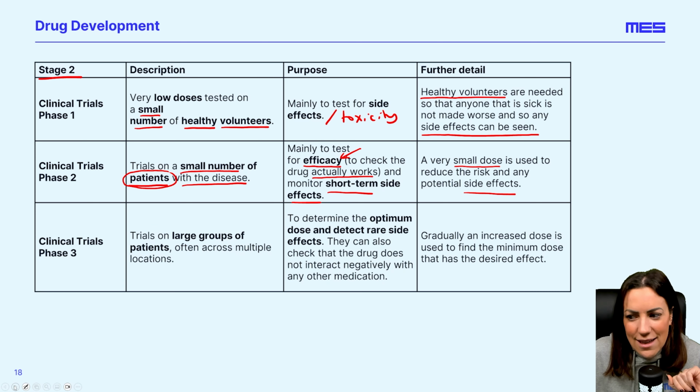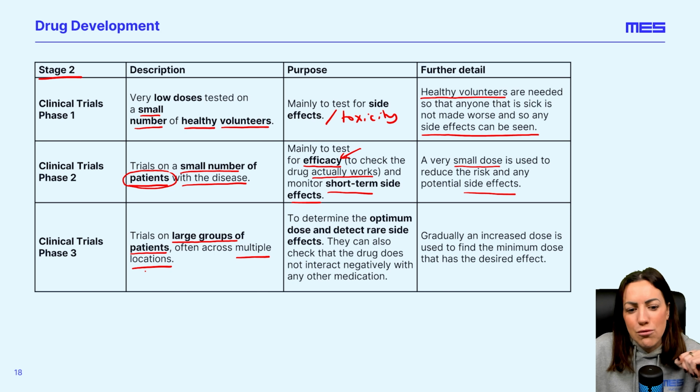And then finally, clinical trials phase 3. Now we need to start testing on large groups of patients of all different ages and ethnicities and genders, to check that the drug works on multiple people across multiple locations. So we're going to get lots and lots of data that is representative of the whole population. Now, at this point, we already should know the drug works. We should already have established whether there are any side effects.